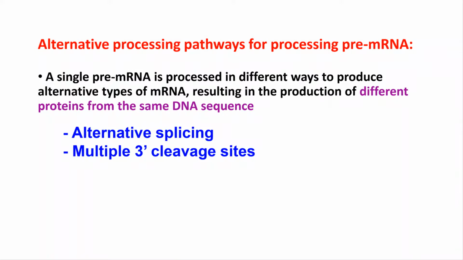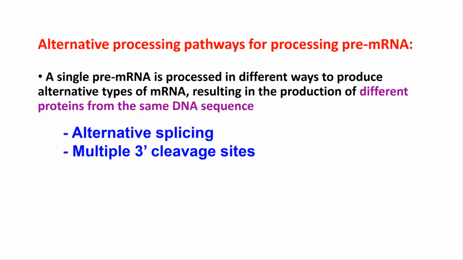During alternative processing, a single pre-mRNA can be processed in different ways and can produce alternative types of mRNA, which actually give rise to different proteins. So what is the result? The same DNA sequence gives rise to different proteins.